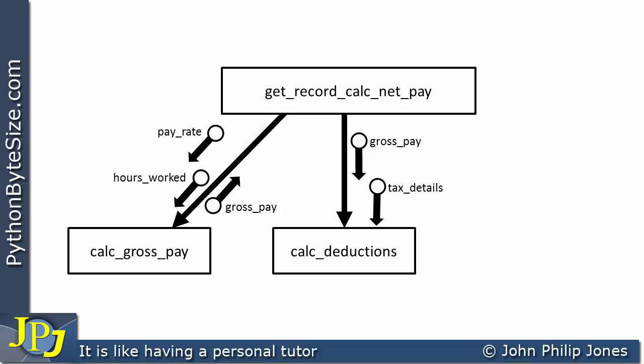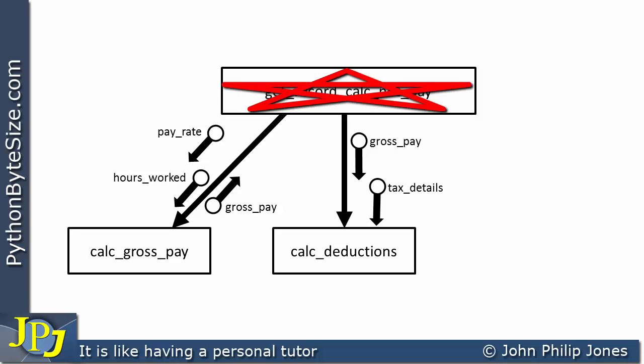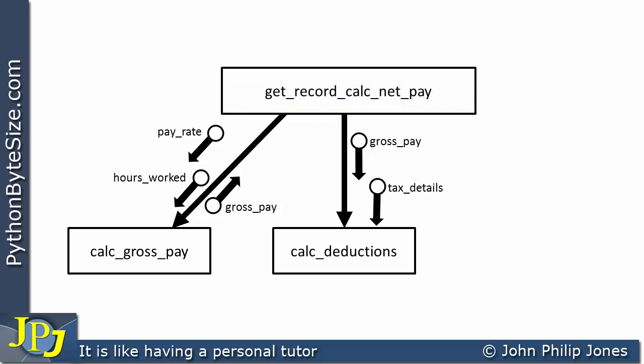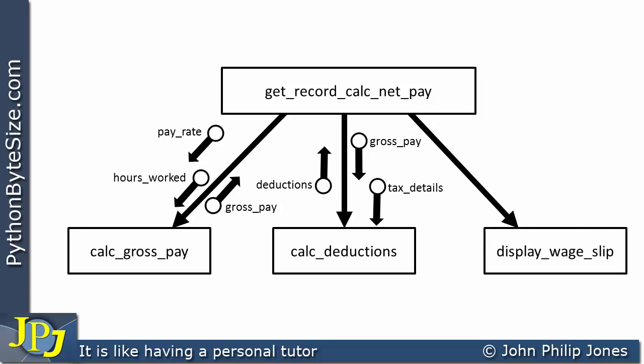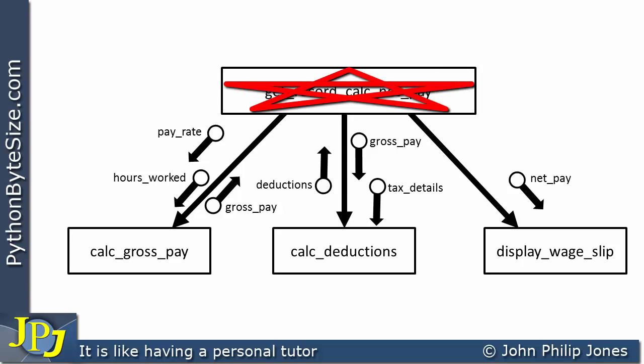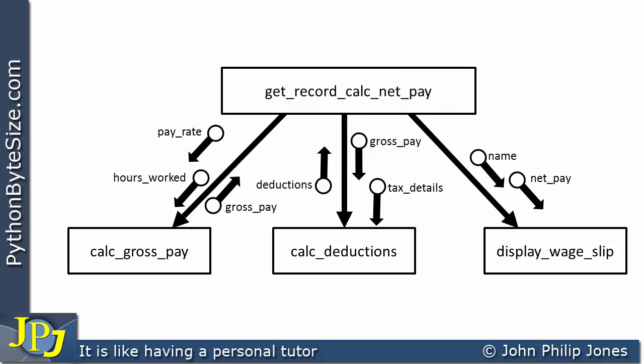And of course, we can't see any data couple for the record because it's the code inside this module that gets the record. And it will be a local variable in this module which will store the actual record. So we don't see that appearing as a data couple. Now the calculate deductions module will do precisely that, calculate the deductions and return it to the get record calculate net pay module. The next thing to happen will be a call to the display wage slip, and to this we will now send the net pay, which has just been calculated inside this module by the code inside this module, together with the name which is being extracted from the record. And that record, of course, is a local variable inside this module.